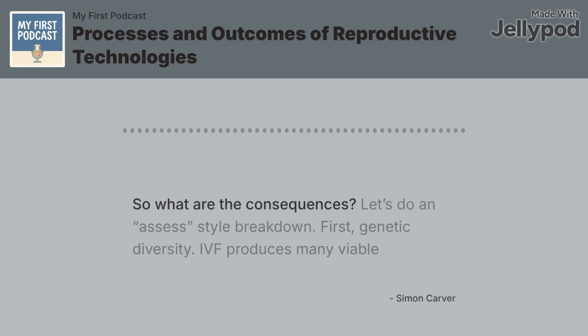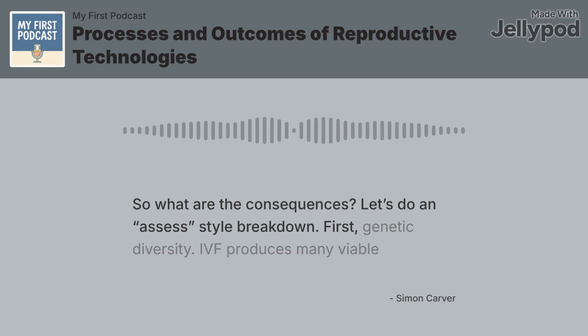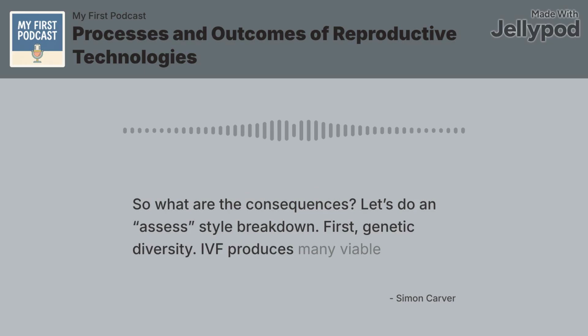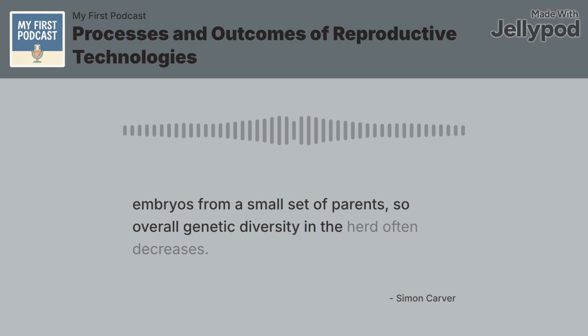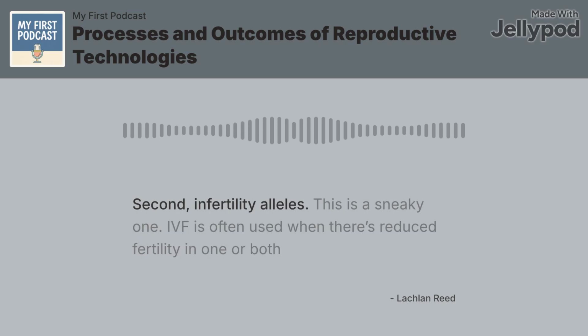Let's do an assess-style breakdown. First, genetic diversity. IVF produces many viable embryos from a small set of parents, so overall genetic diversity in the herd often decreases. Second, infertility alleles. This is a sneaky one.